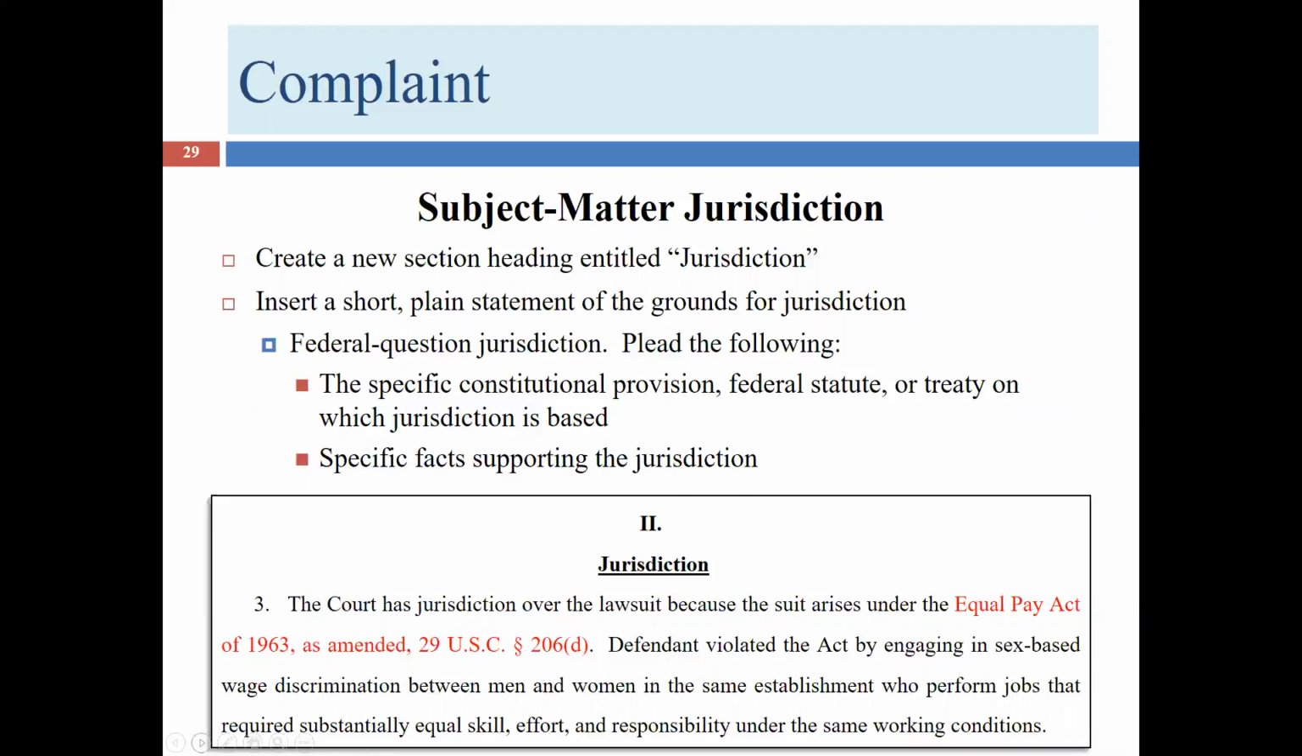Let's look at how this works in the context of a federal court complaint. Again, typically we're going to have this section be called jurisdiction. Sometimes it's combined with venue, so you can have jurisdiction and venue, and then it's going to have that Roman numeral. And you're going to make a short explanation about the grounds for jurisdiction under these circumstances. In this particular case, we have a federal question for this example here.